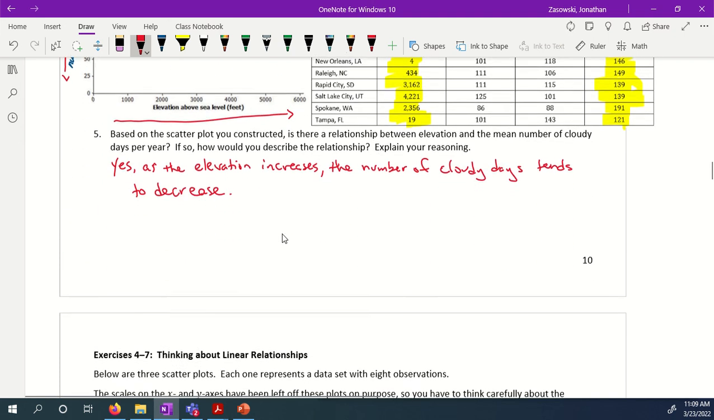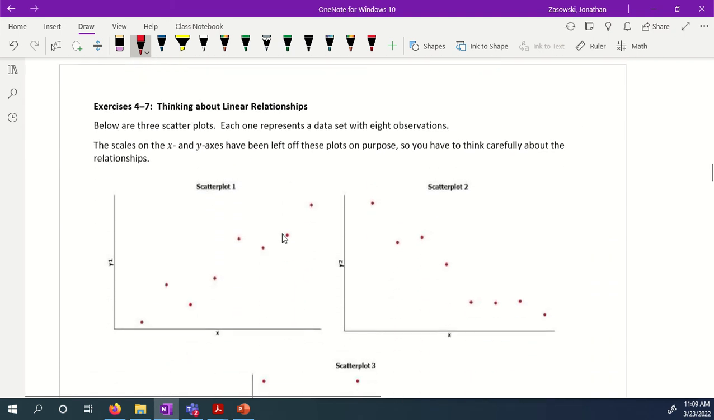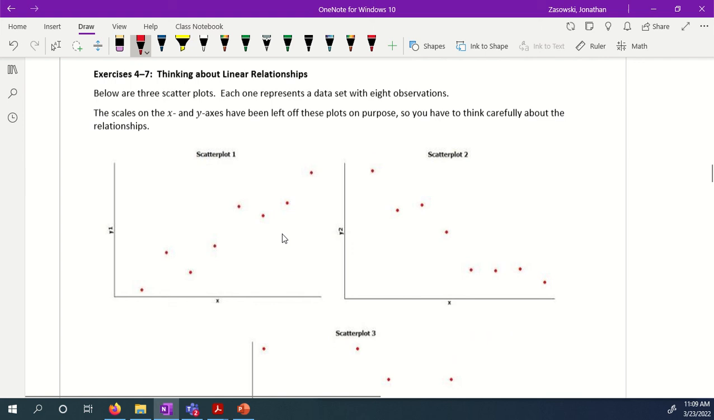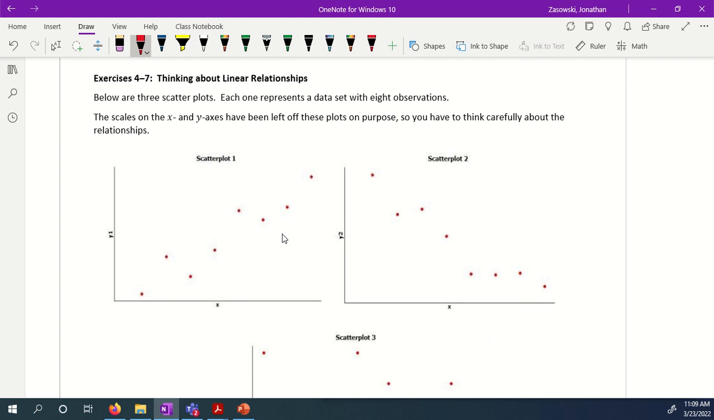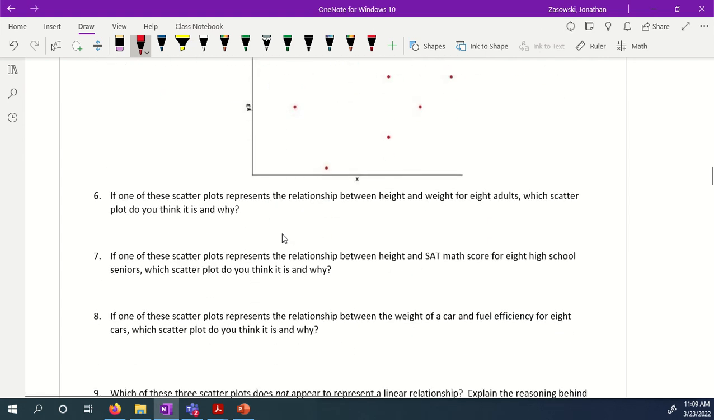Okay, so that would be our general statement there. All right. And then going down to exercises 4 through 7. So below there's 3 scatter plots. Each one represents 8 observations, and we want to match them to what the questions are below. So which one of these scatter plots do we think is a relationship between height and weight? So think about it for a second.